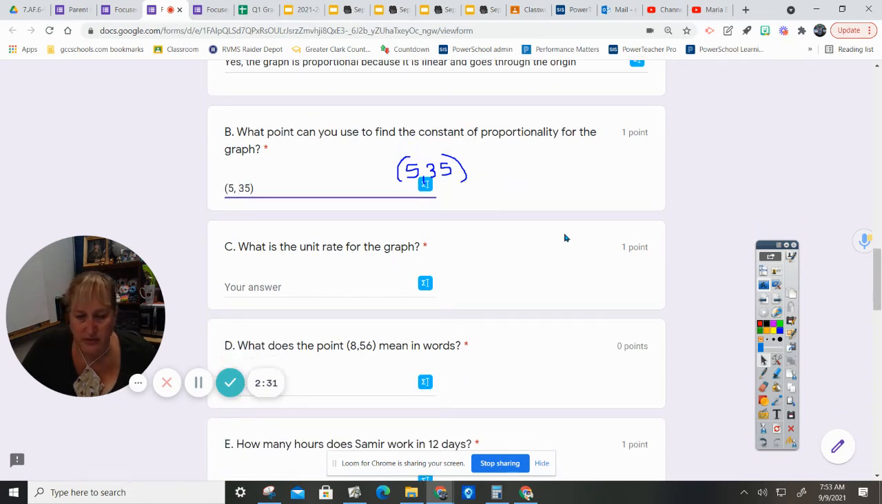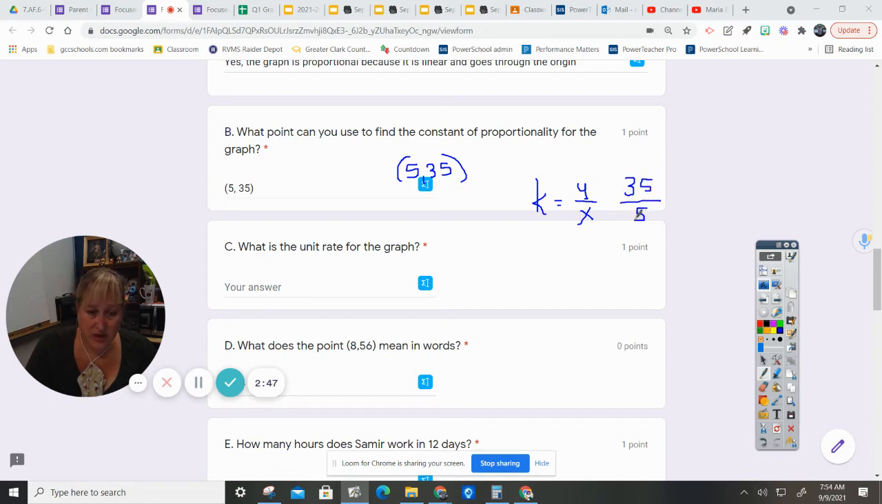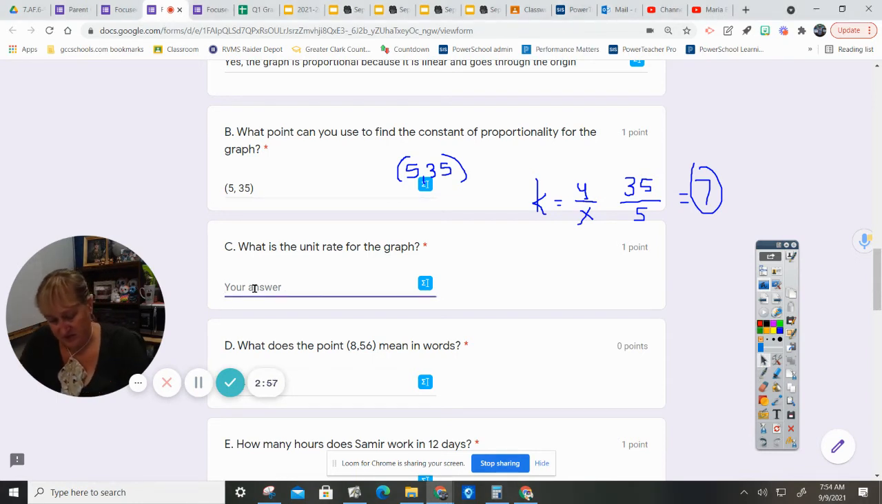What is the unit rate for the graph? Now, if we recall, to find the unit rate, that's the same as the k, which is the constant of proportionality. And we put our y over our x. The y is 35, so I'm going to put 35 over my x, which is 5. And I'm going to do 35 divided by 5, and I get 7. So the constant of proportionality, or the unit rate, is 7 hours per day.